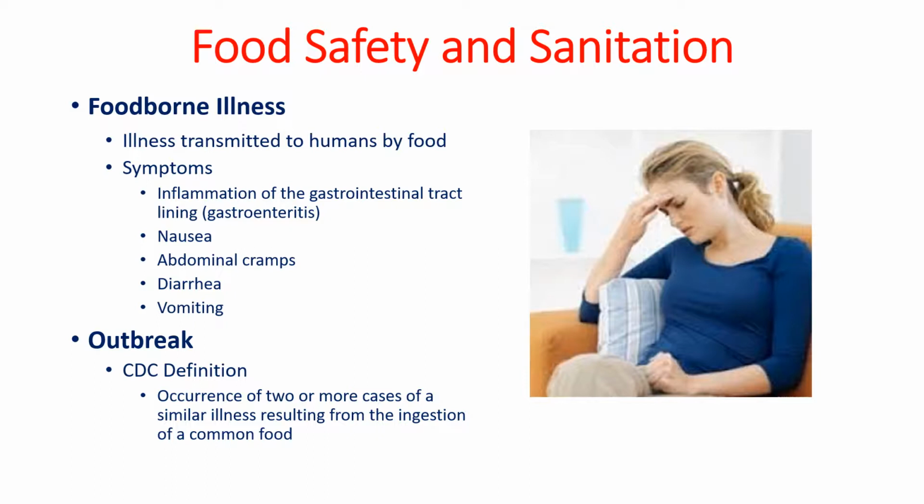And if you've ever had any sort of foodborne illness, food sickness, anything like that, you know that it's rather unpleasant. Foodborne illness basically is any kind of illness that happens as a result of eating something that's contaminated. So it's an illness transmitted to humans by food. And the symptoms are generally gastrointestinal in nature. So we're talking about nausea, vomiting, abdominal cramping, diarrhea, those sorts of things. Those are all really very unpleasant.